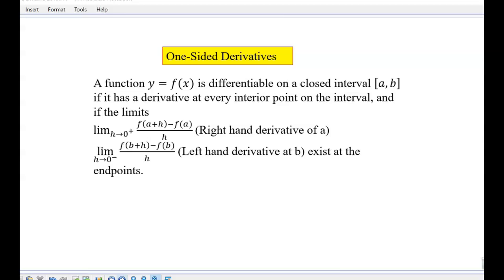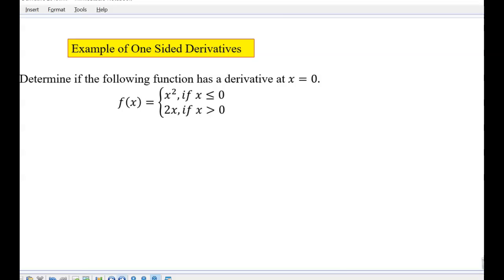So if the derivative from the right-hand side equals the derivative from the left-hand side, and there's also a one-sided derivative at the endpoints, then it's differentiable everywhere. Let's take a look at the one-sided derivative here. And we're asked to determine if the following function has a derivative at x equals 0.